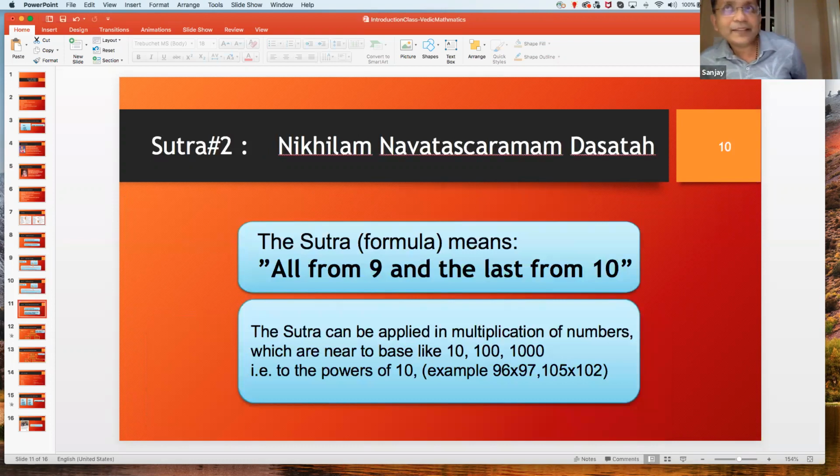Okay, now let's look at the next sutra. Nikhilam Navatascharamam Dashataha, which means all from 9 and last from 10. So this is the Nikhilam Sutra. So if you're multiplying, again, what you learn through this is what sutra to apply in what scenarios. So if you are having numbers very close to a base, when I say base, for example, 10, 100, or 1000, then you can use this sutra and easily multiply the numbers. Okay, let's see an example.